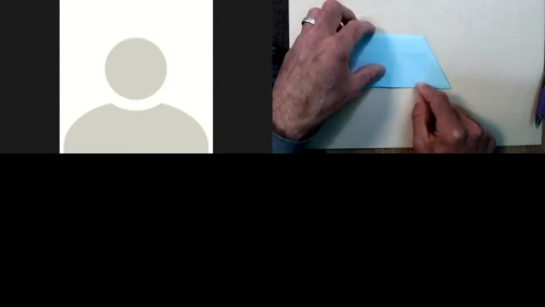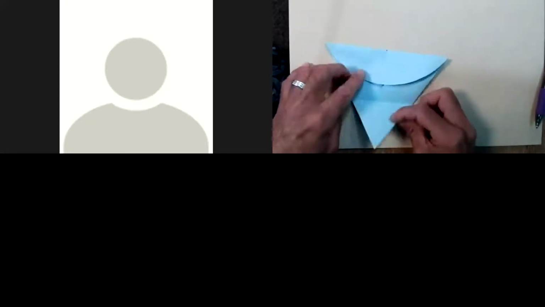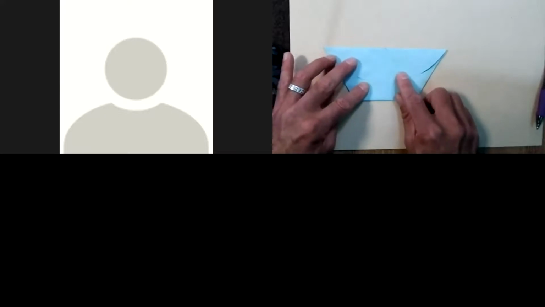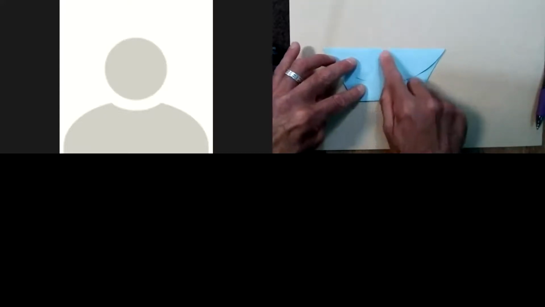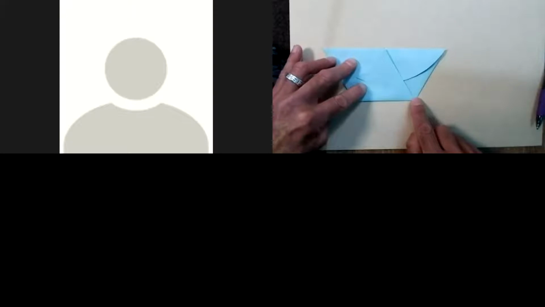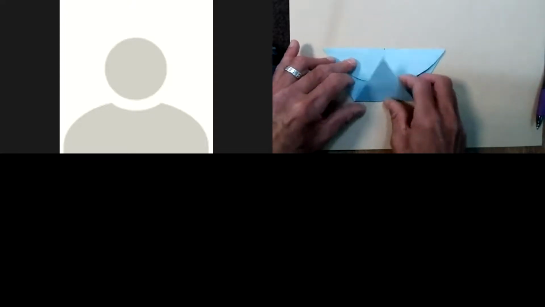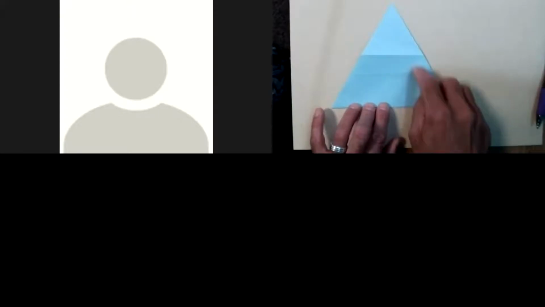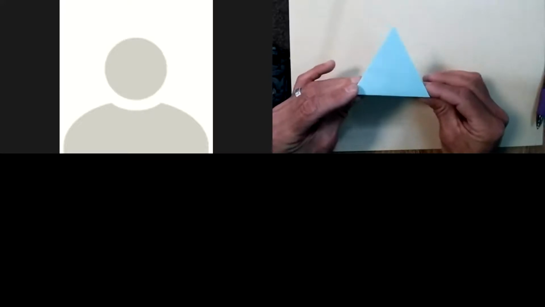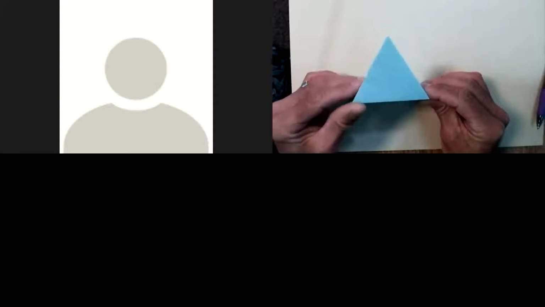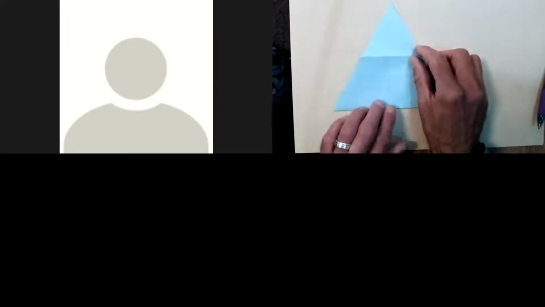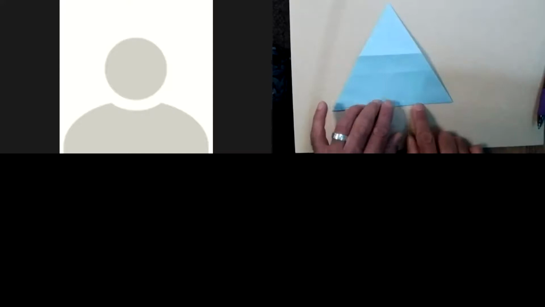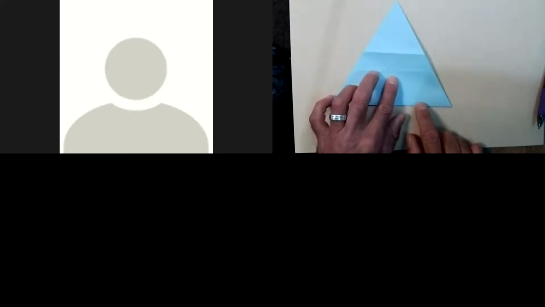Now, a couple things to consider here. I have this flap that I folded down here. I'm wondering, that is a new triangle right there. That new triangle is part of the original big triangle. What part of the big triangle is this new smaller triangle? Any thoughts on that?